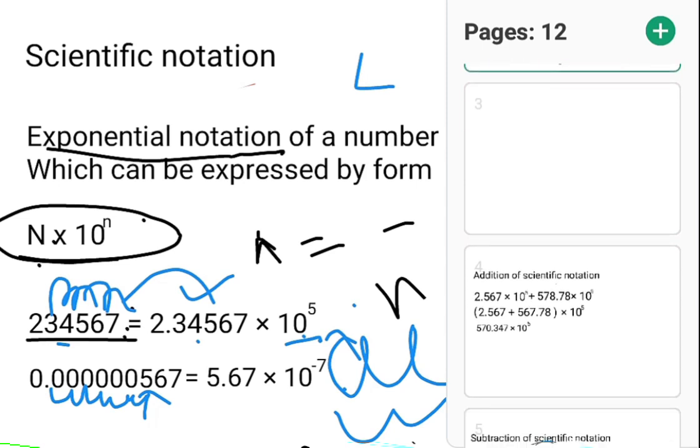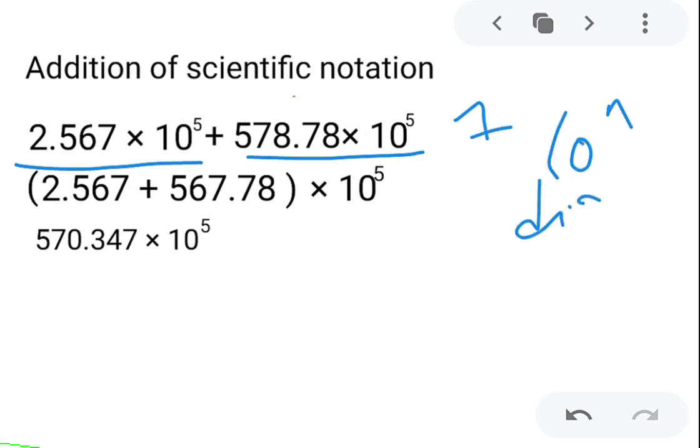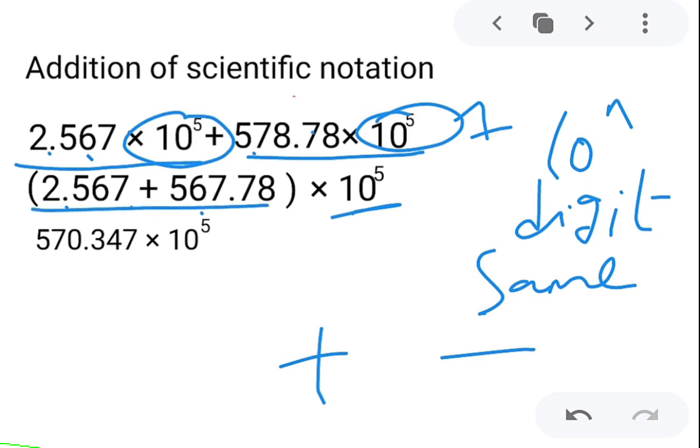Now let us see how we are doing addition of scientific notations. Now see, these are the two numbers. Step 1 is to check that your 10 raised to n should be the same whenever you are dealing with addition or subtraction. Here it is already given. So here what I am doing, I am taking these both as a common factor and simply 2.567 plus 578.78. So here the answer is 570.347 into 10 raised to 5.